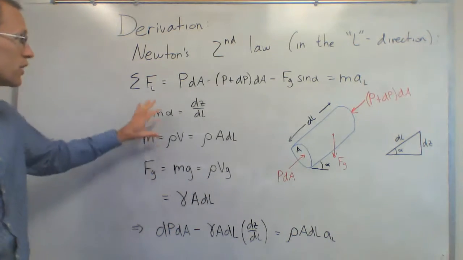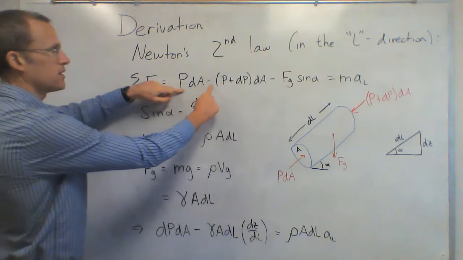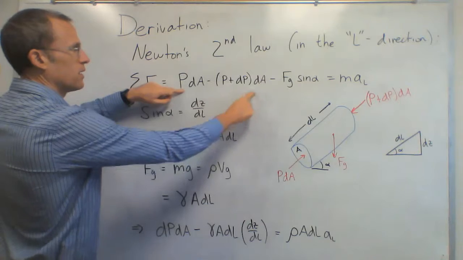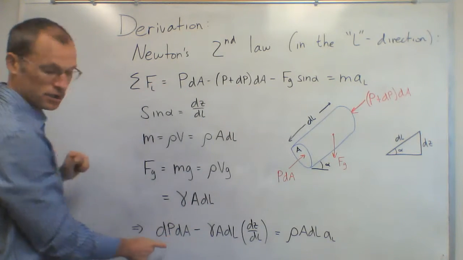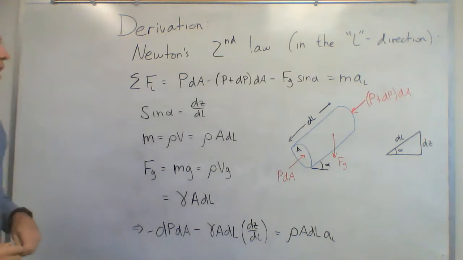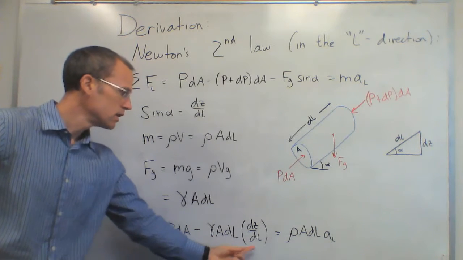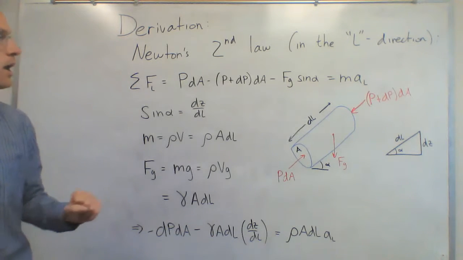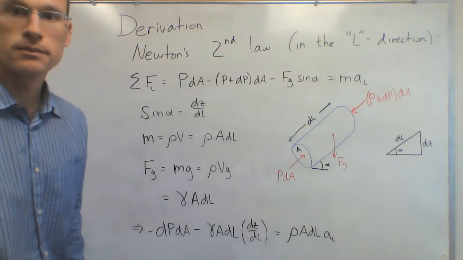So plugging all this into Newton's second law, I have P dA, and then a minus P dA if I distribute that, so those two guys cancel. I'm left with a minus dP dA. That should be minus Fg sine alpha, so minus gamma A dl times sine alpha, which is dz over dl, and then my mass, rho A dl, times acceleration in the L direction.